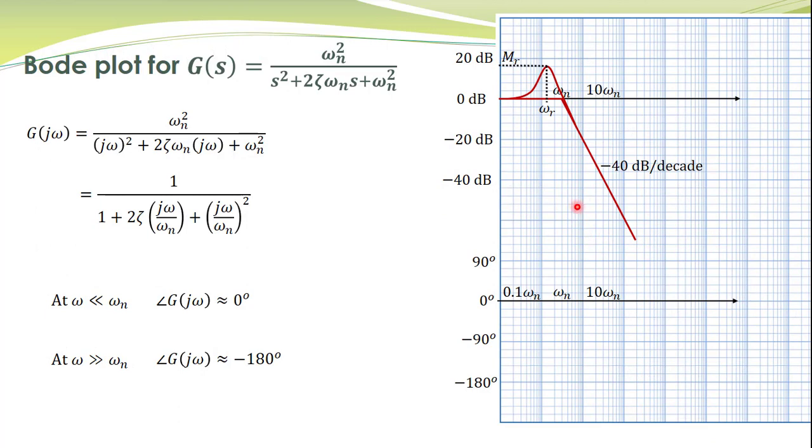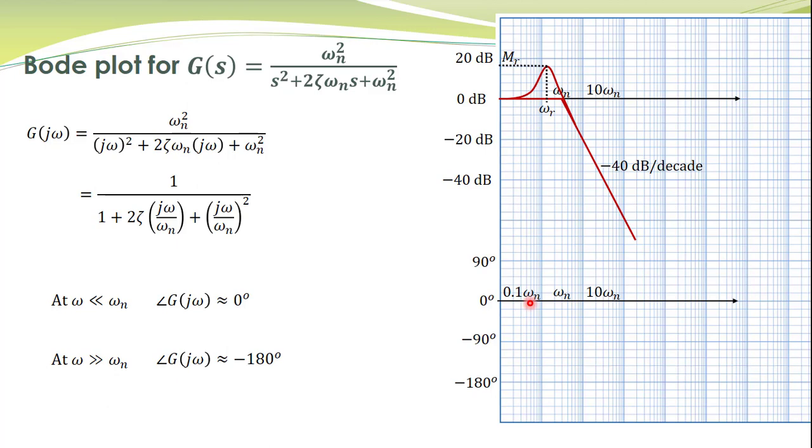Therefore, this is the magnitude frequency response. The asymptotic plot is simply this straight line and this straight line, and we can improve it by making a peak. We can determine the frequency corresponding to this peak and the magnitude of the peak. This can also be determined.